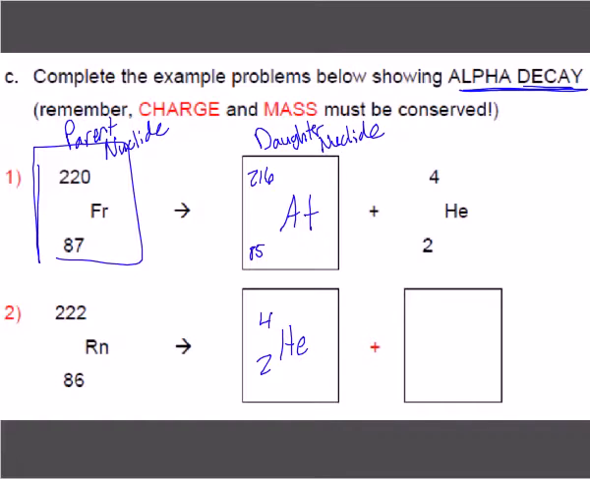Now we got to figure out our daughter nuclide. Does it matter which one comes first or which one comes second? No. Okay. What's our new mass going to be? 218. 222 minus 4. And then our new atomic number, or number of protons, is going to be which element? Po, polonium. Bolognium? That'd be a good tasting element, right?